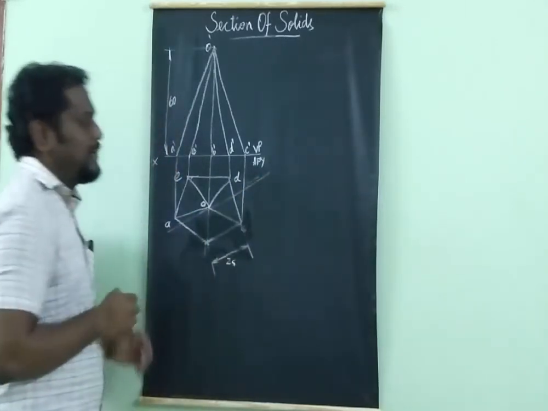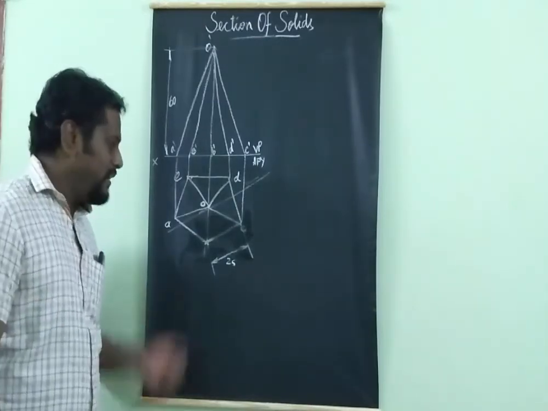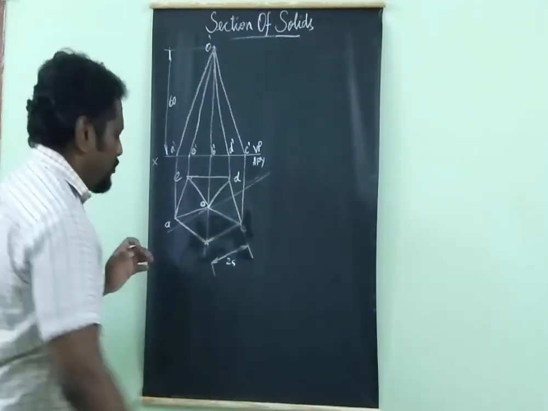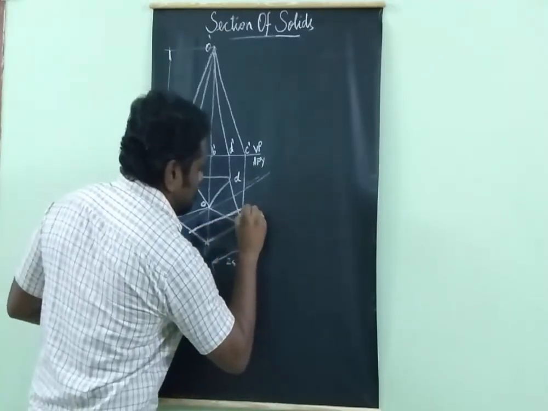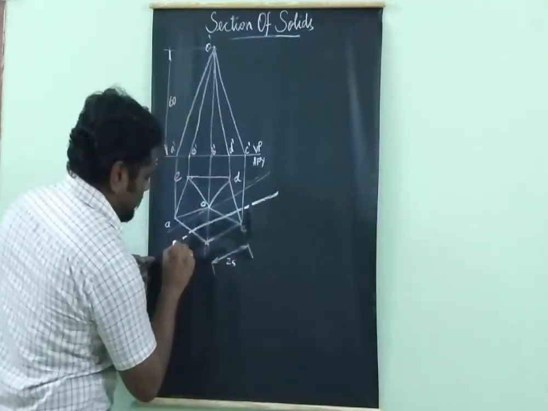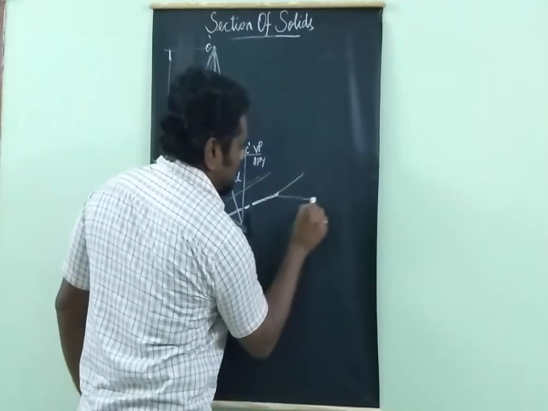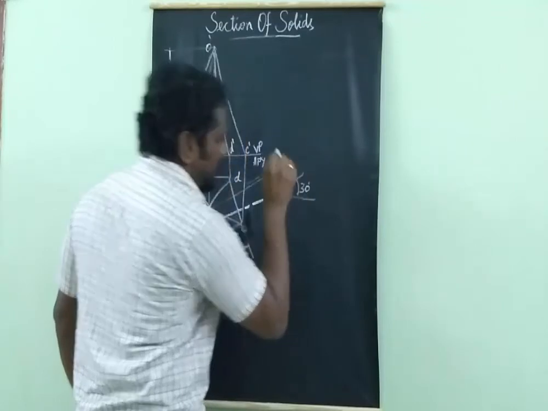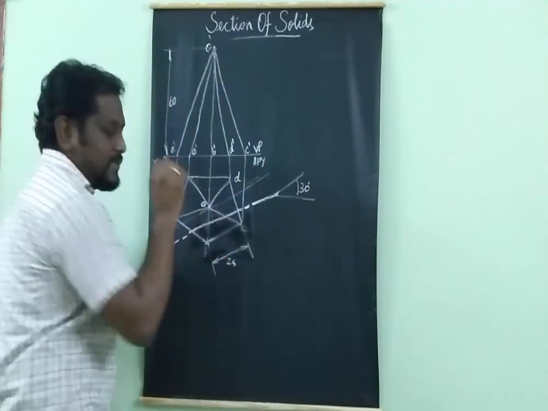So this is your 30° line. Then again draw a parallel line with a 5 mm gap to draw the cutting plane. So this is your cutting plane making a 30° inclination with VP and 5 mm from your axis, right?